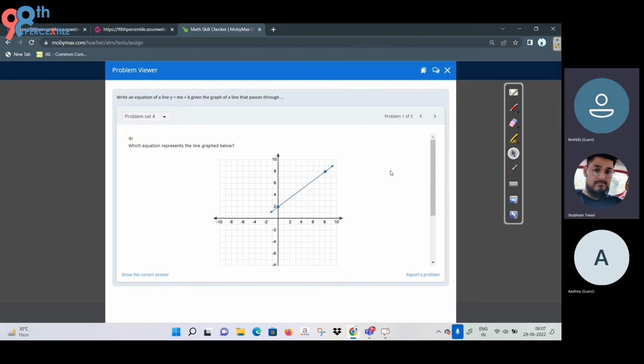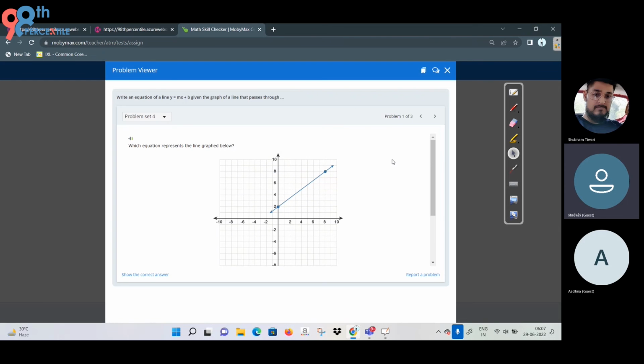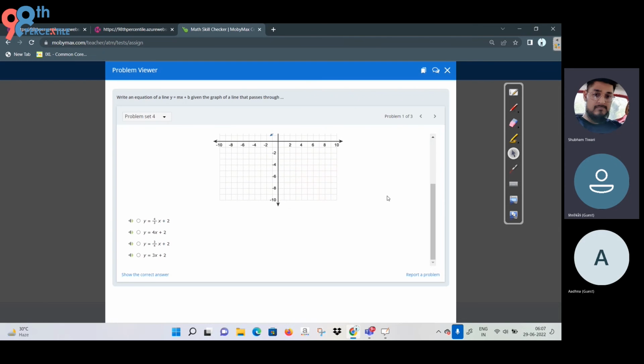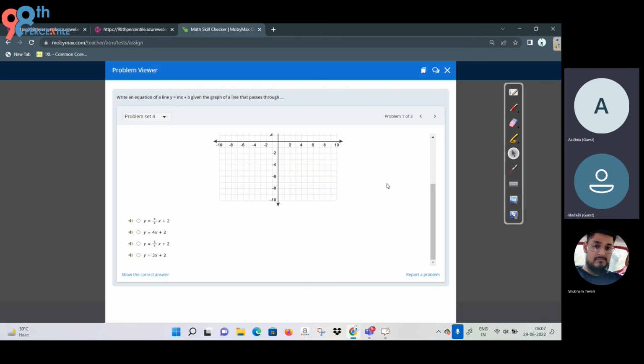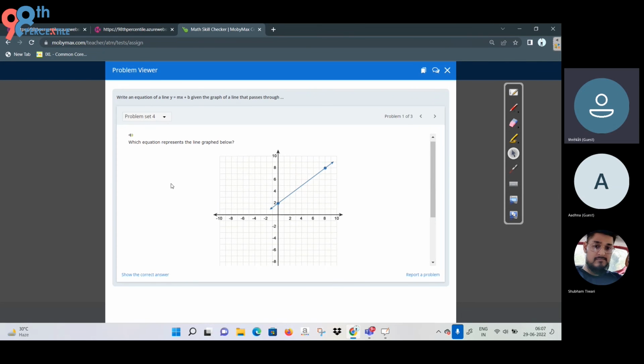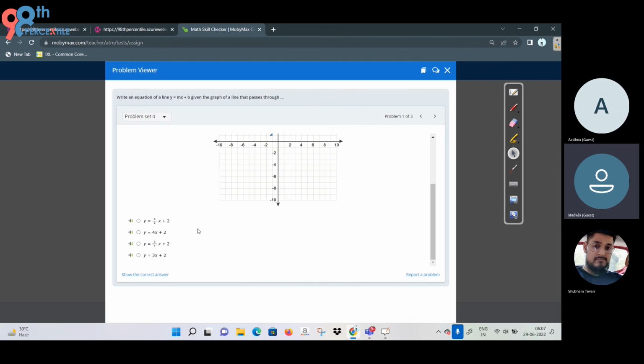Which equation represents the graph below? You can see the graph. First of all, let me just show it to you. The equations. Can you go back up? Can you go back down, please? It's the third one. Okay, let's see.